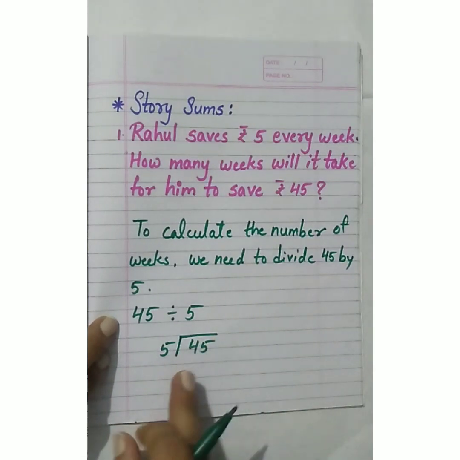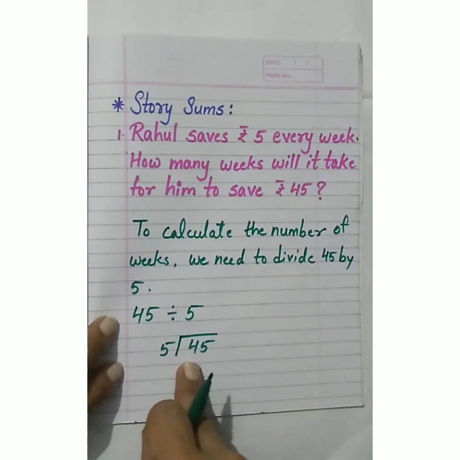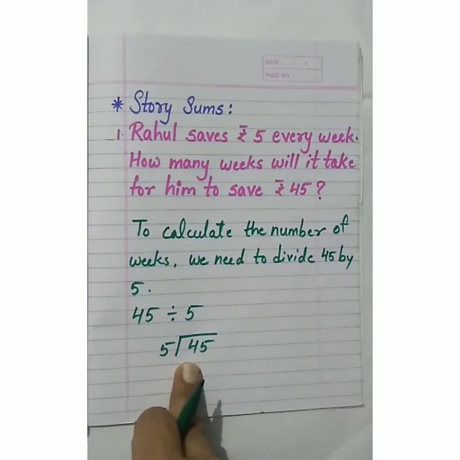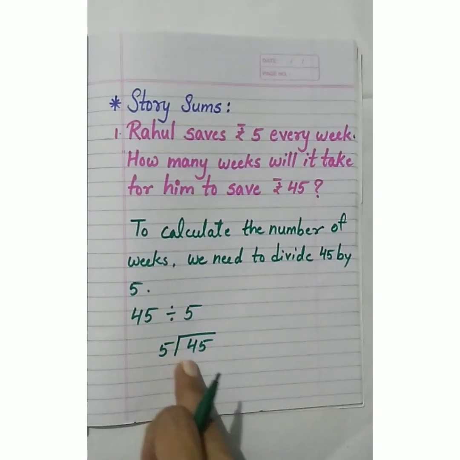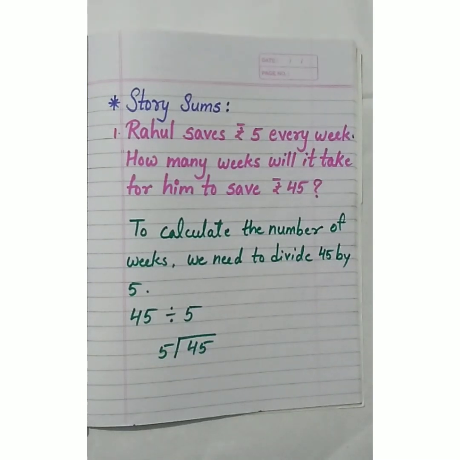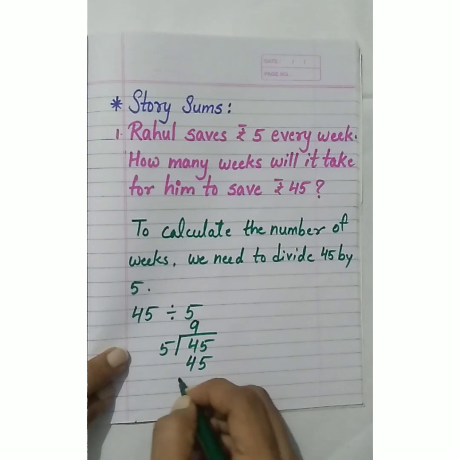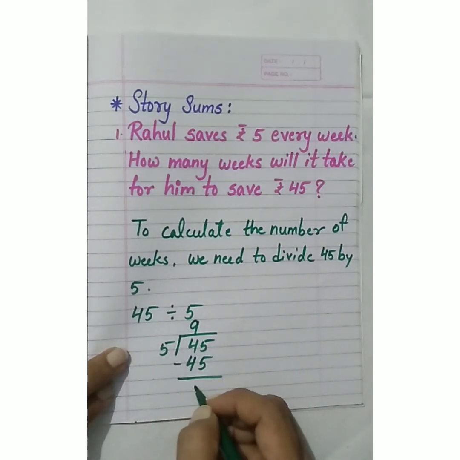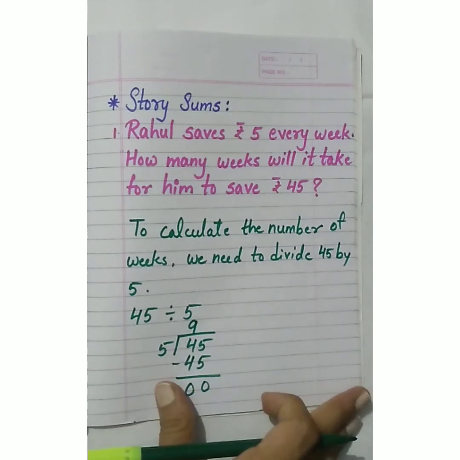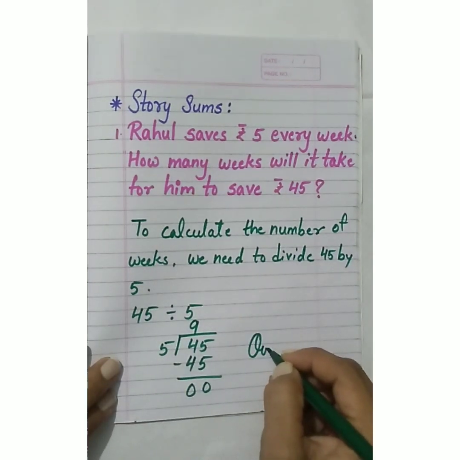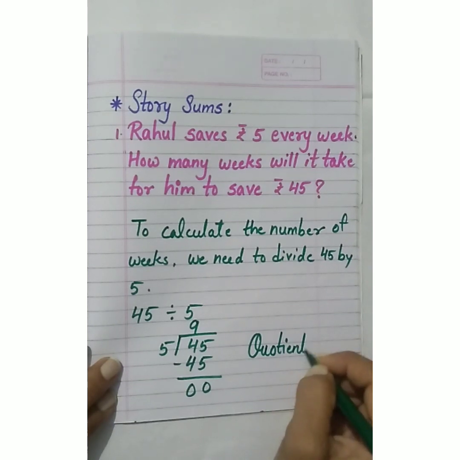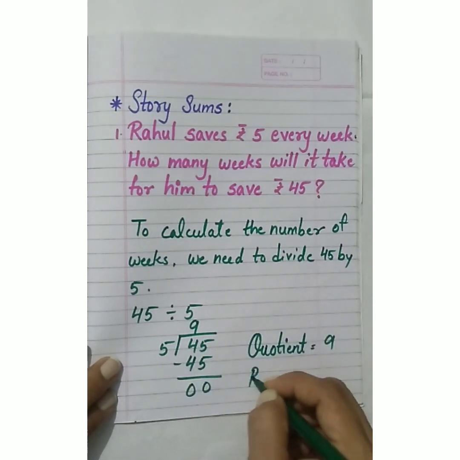Okay. So now here we will check the number at the tens place. 4 is less than 5. So we cannot divide it. So we have to divide 45 by 5. Always remember students, whenever the division fact is of a smaller number, we use tables and do the division in one step. So here also 5 nines are 45. We can do direct division. So 45 minus 45, 0. So here our quotient is 9 and our remainder is 0.